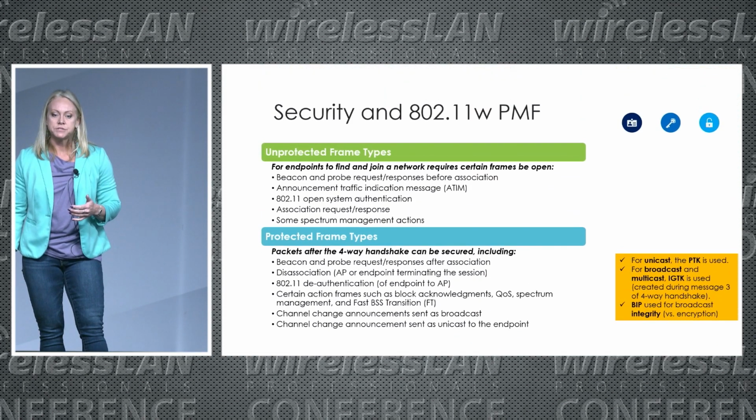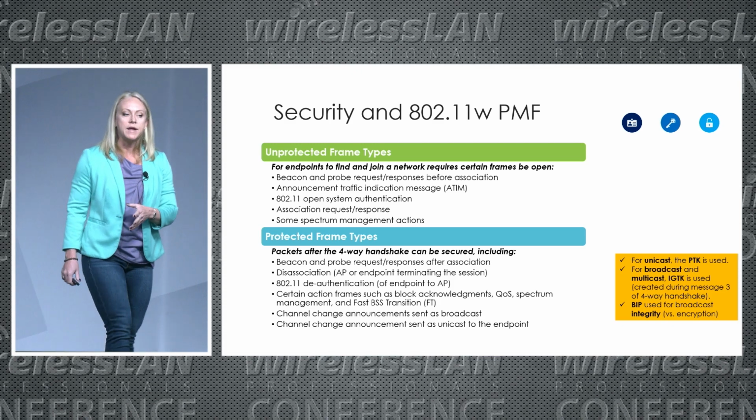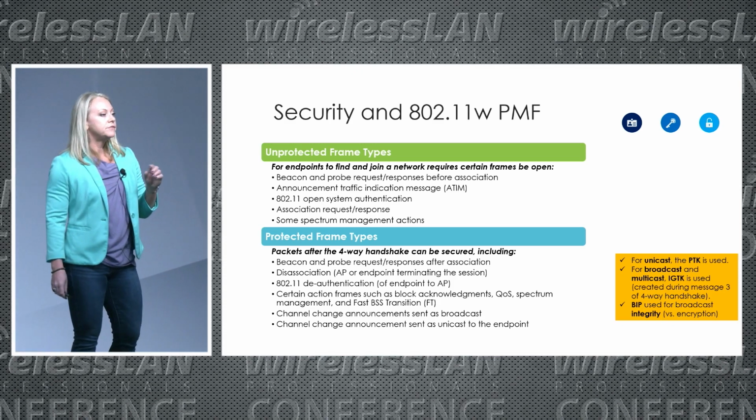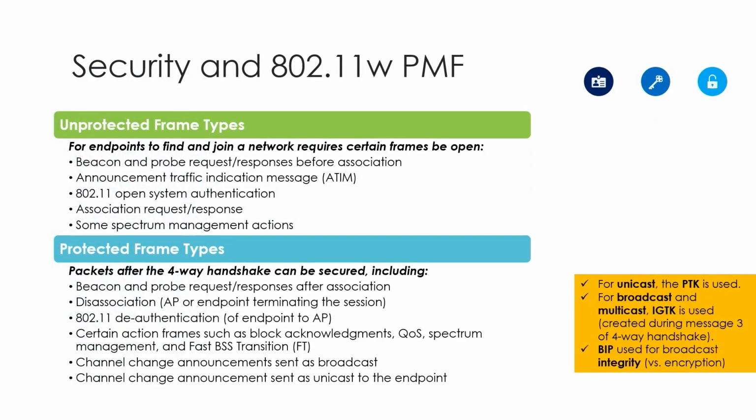And if you're just really interested in geeking out, down on the bottom right you'll see that when the frames are encrypted, if it's the unicast that is using the PTK, they did add a new set of protocols and keys for the broadcast and multicast protection, and that now happens during the third part of that four-way handshake.